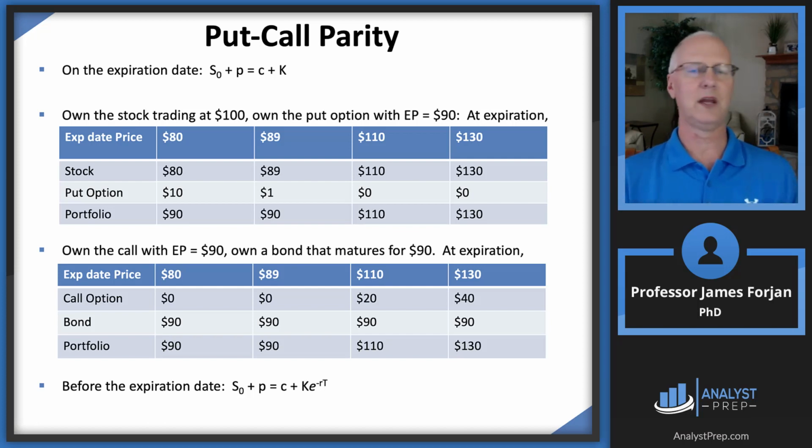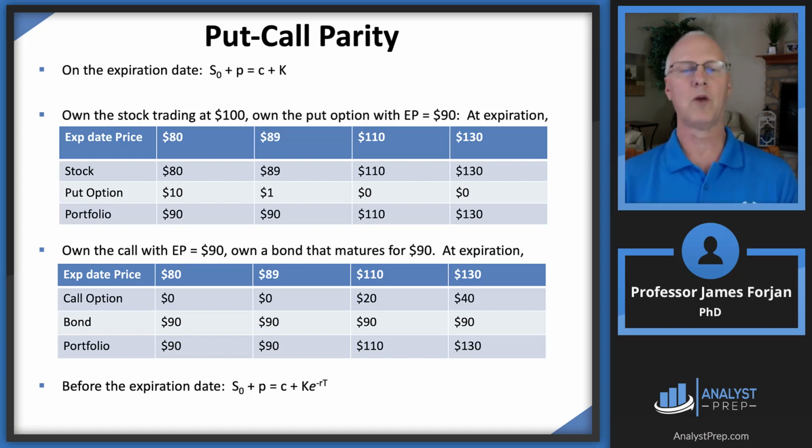And don't be too upset and say something like, "Hey, Jim, there are no bonds out there that mature for $90." Well, don't worry about that. I could have easily put a bond in there that matures for $1,000 or $10,000 or $100,000. And so the math works.